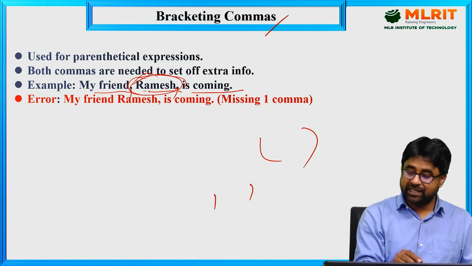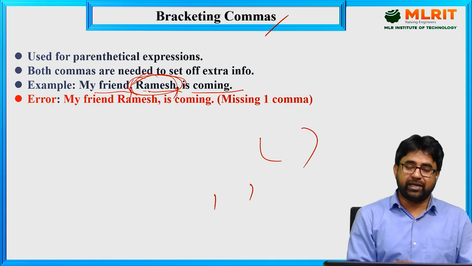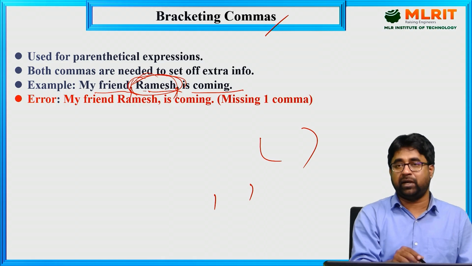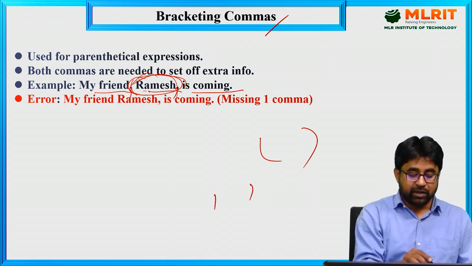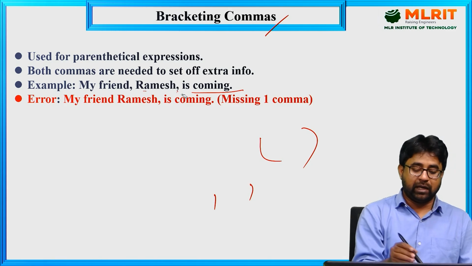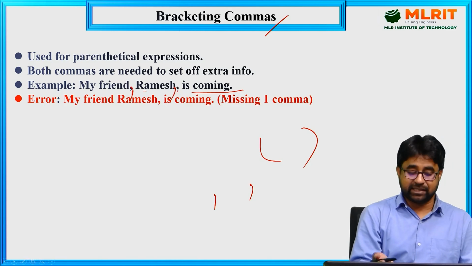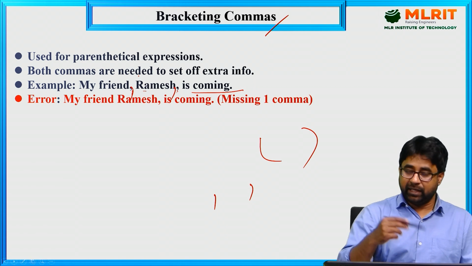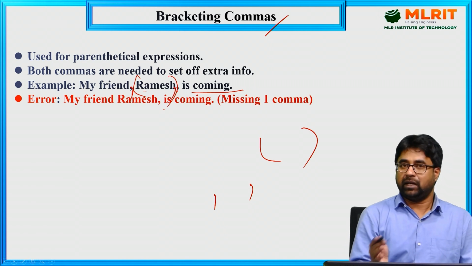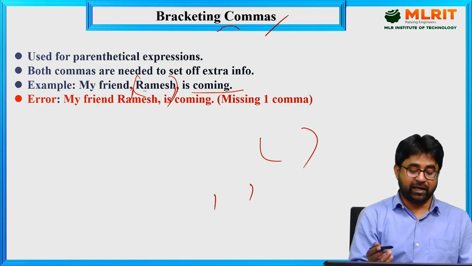What is their role? You can see there, adding some additional information. You can simply say my friend is coming, but you are supplying one additional piece of information. You are also telling the name of your friend. So this additional information is actually put within these two commas. That's why they are considered as bracketing commas. In informal writing, instead of using commas, we directly use brackets. I hope that's where the name came from, bracketing commas. So I hope it is clear.